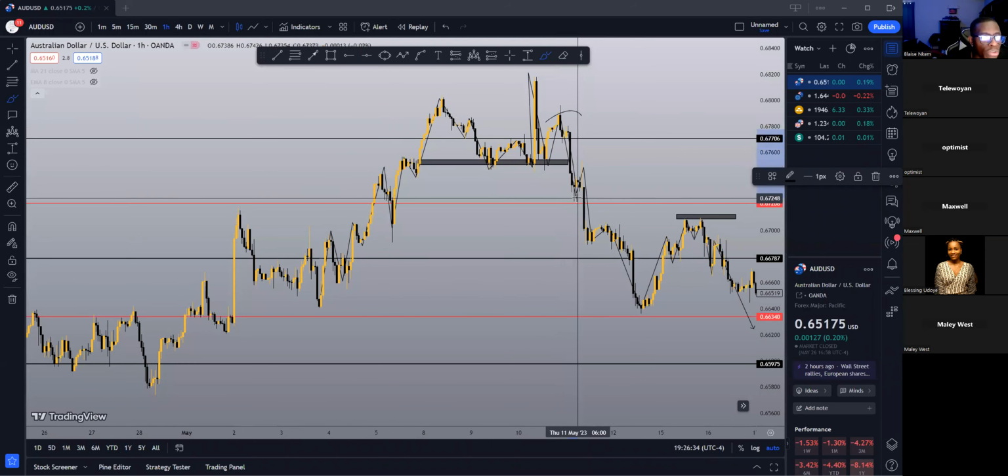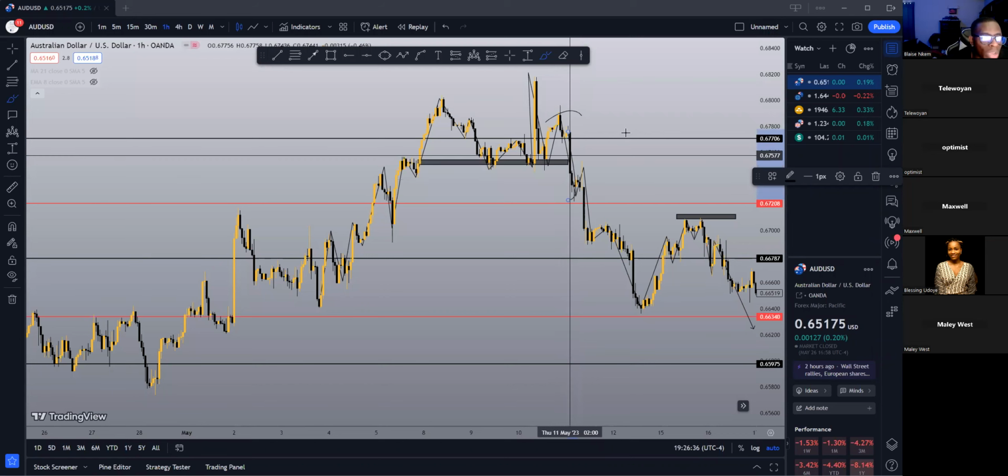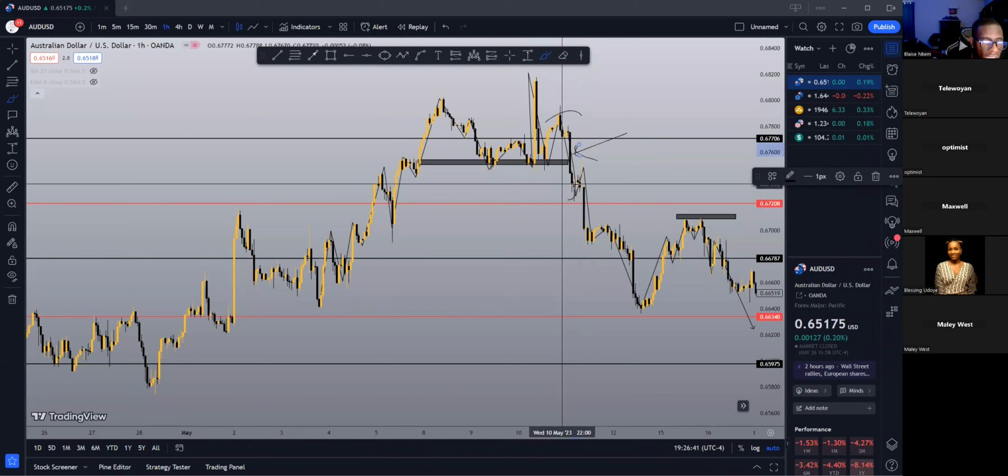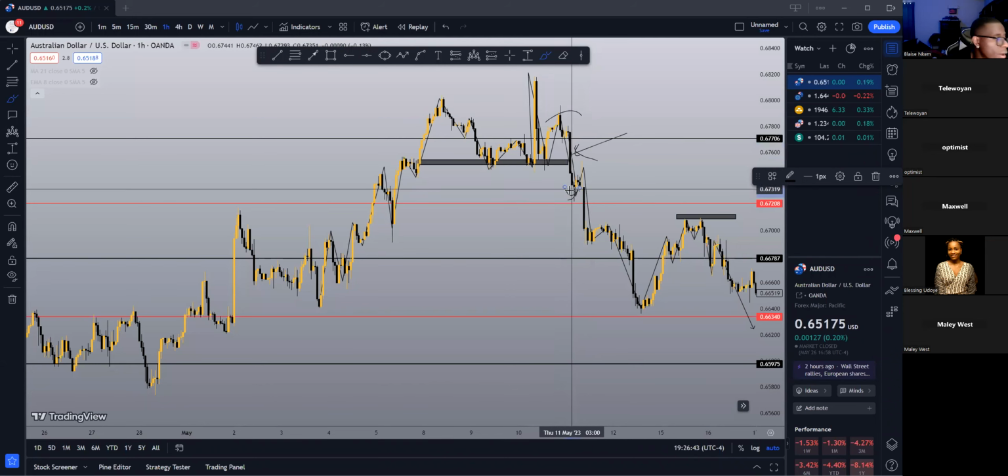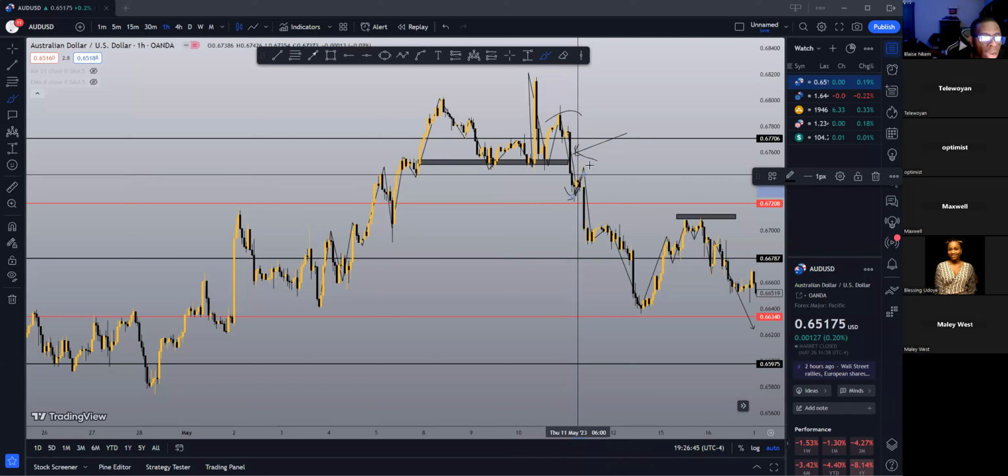Price now pushes down, gives you a lower low, which now is a new expansion phase and no longer a retracement phase. And then it gives you another lower low, a miniature lower high, and pushes down again, just like that.